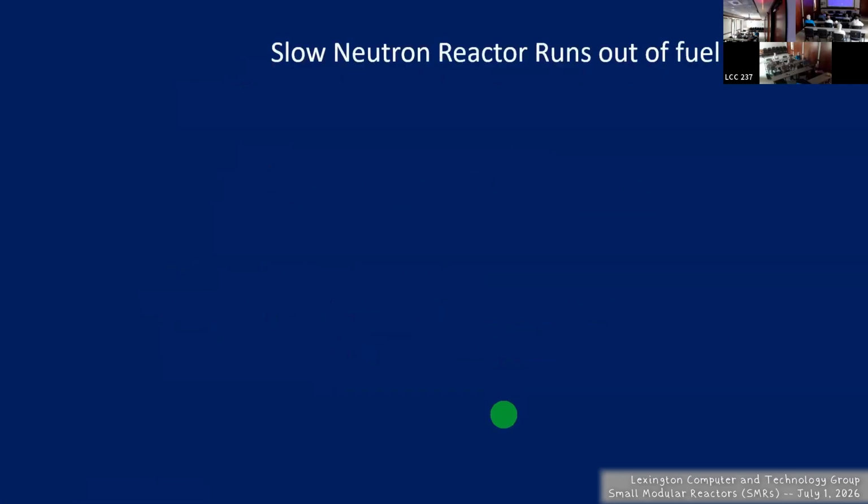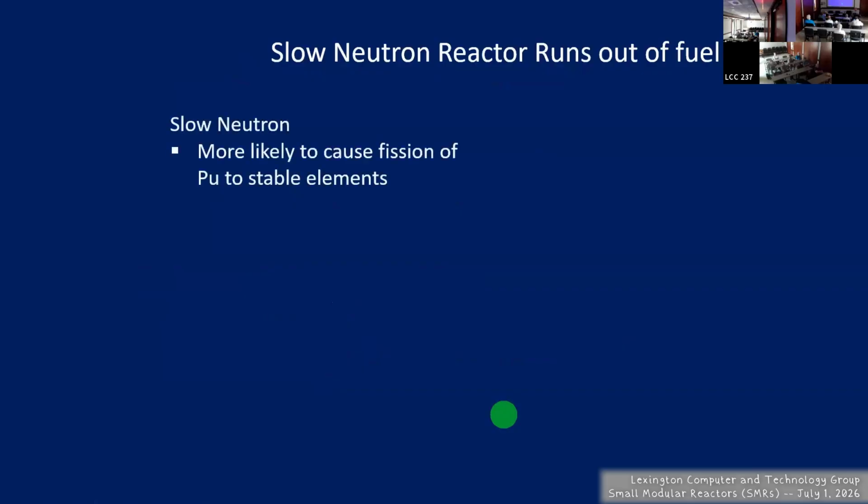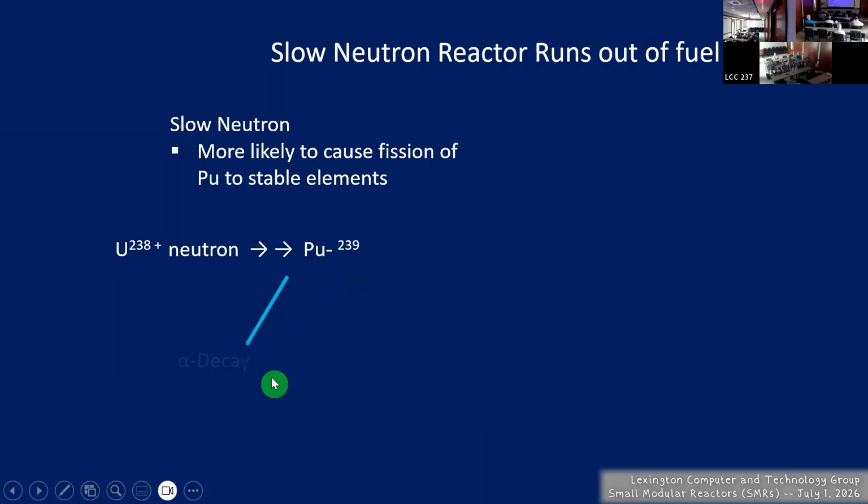So a slow neutron reactor runs out of fuel as the uranium-235 is used up, and it's because all the neutrons are flying around. Although there is some plutonium produced, it's likely to break down because the neutrons hit it and break it down into stable elements. Now, if we look at the breeder reactor, this is really interesting to me. You get U-238 and a neutron, and eventually, with some more neutrons and beta decay, it gets to plutonium-239. And it gets a lot of it.